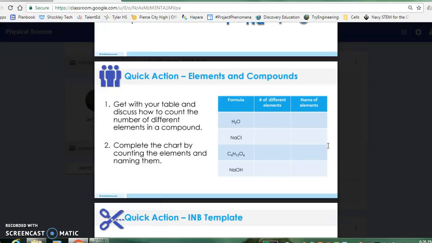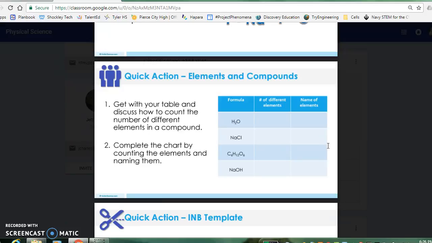Okay, by now you should have completed the chart. The second one, NaCl, sodium chloride. Na stands for sodium. There's no number, so you should have just said that there was 1 atom of sodium. Cl stands for chlorine. Again, there's no number, so it should have been 1.